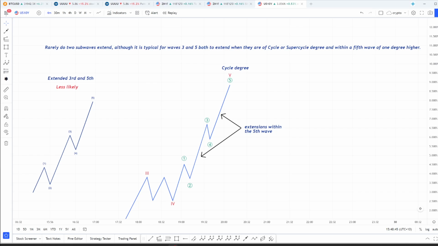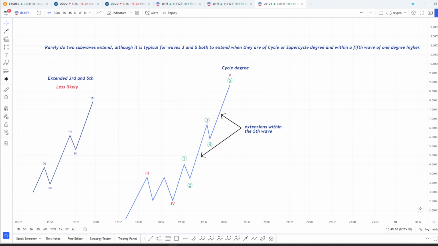Rarely do 2 subwaves extend, although it's typical for waves 3 and 5 both to extend when they are of cycle or supercycle degree and within a 5th wave of 1 degree higher. So here you can see on the left we do have an extended 3rd and 5th wave, but it's just not very likely that you're going to see that formation all that often. Usually only one of the subwaves will be extended.